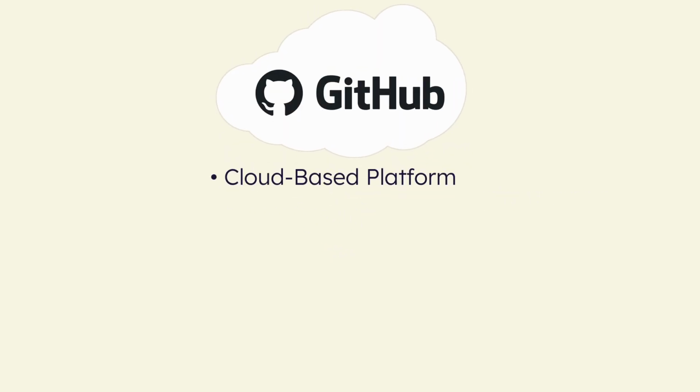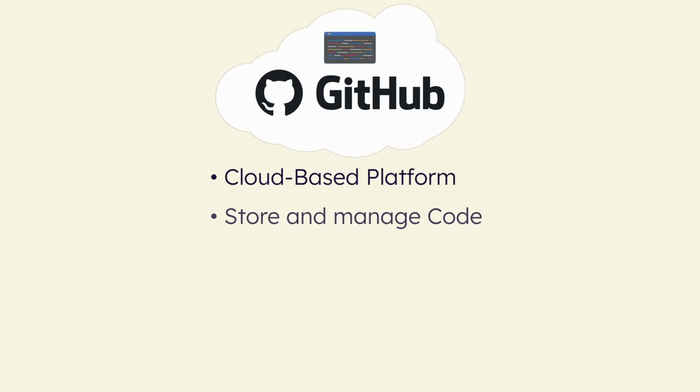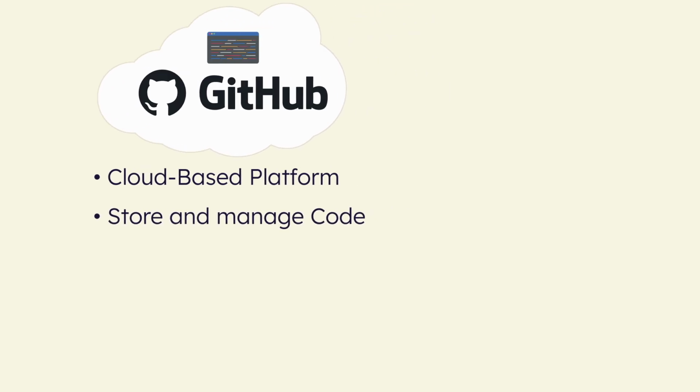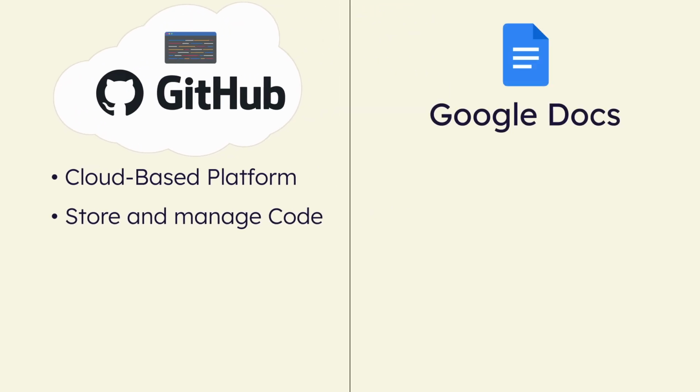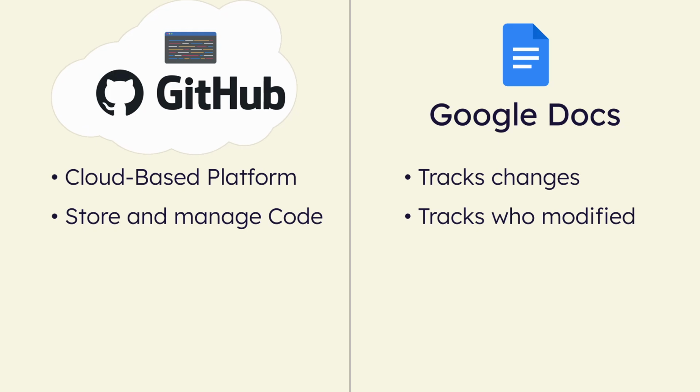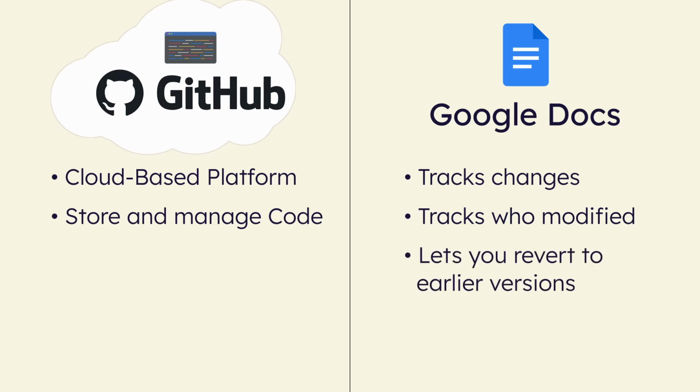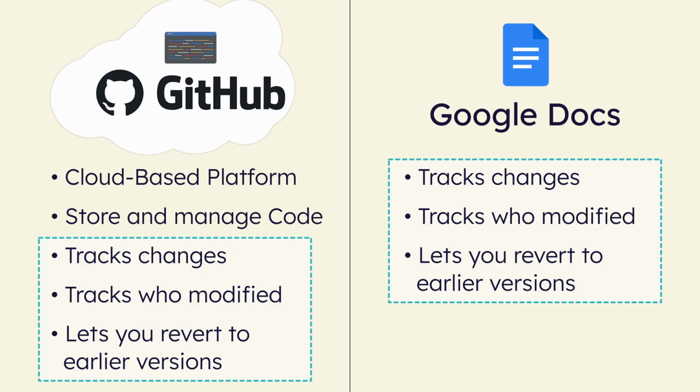At its core, GitHub is a specialized cloud-based platform designed to store and manage your code. Think of it as a superpowered Google Docs for your programming projects. Just as Google Docs tracks every change, shows who made those changes, and lets you easily revert to an earlier version, GitHub does the exact same thing, but for your code files.